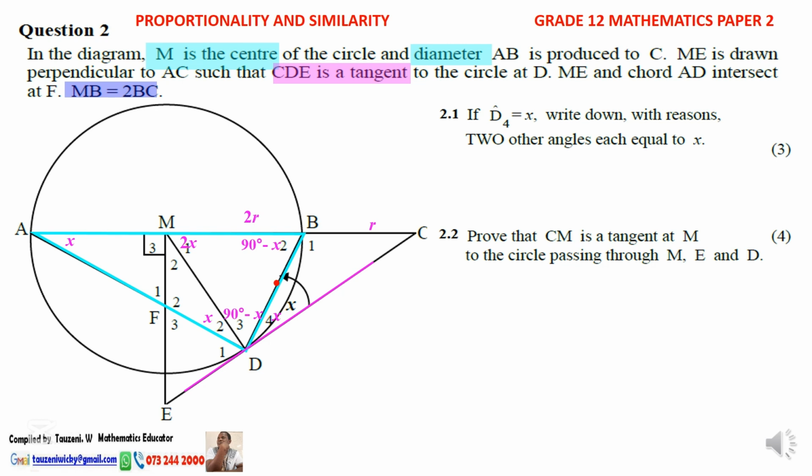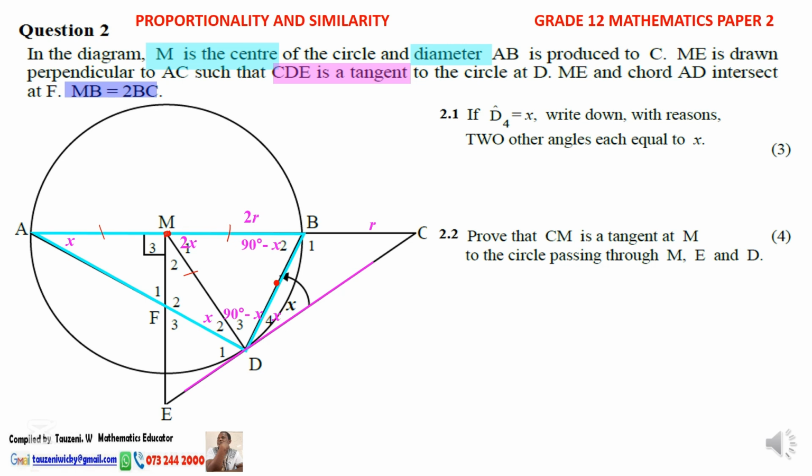Answering question 2.1. From the information that we have gathered by analyzing the diagram, we notice that at point M, M is the center. We have a 90-degree angle there. Then we have line AM, which is equal to line MD. That makes triangle MAD an isosceles triangle. MB is equal to MD. That makes triangle MBD an isosceles triangle.